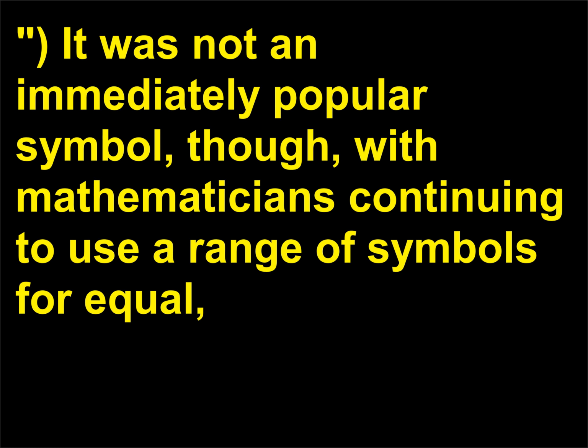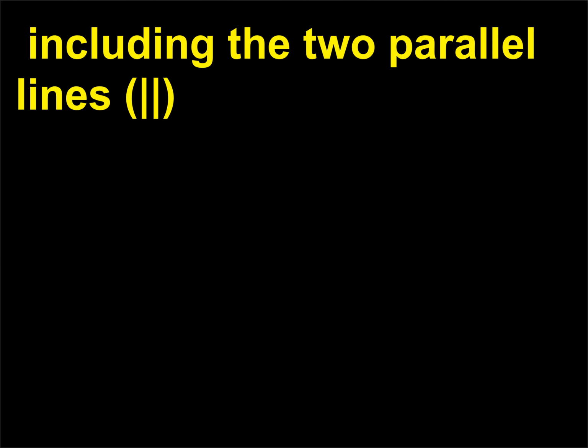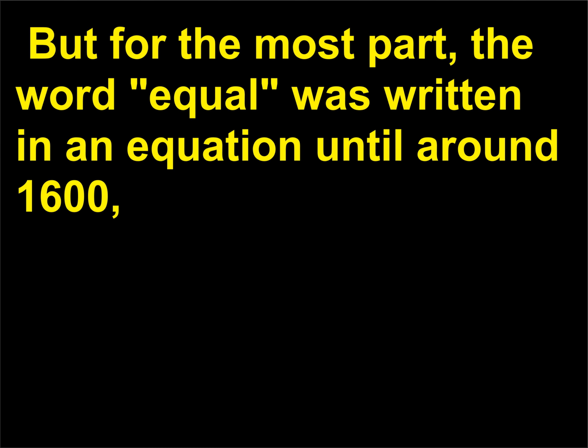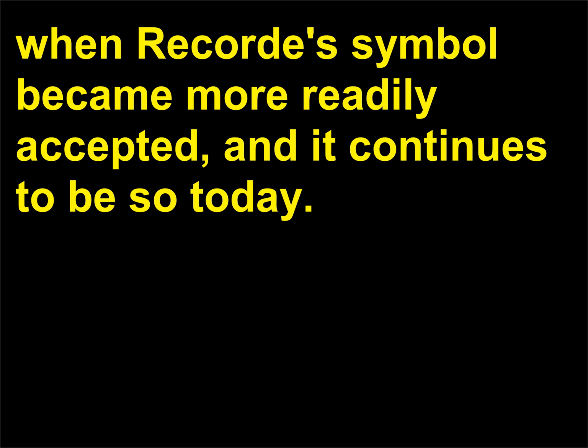It was not an immediately popular symbol, though, with mathematicians continuing to use a range of symbols for equal, including two parallel lines, used by Wilhelm Xylander in 1575, and AE or OE, both from the word aequalis, the Latin for equal. But for the most part, the word equal was written in an equation until around 1600, when Recorde's symbol became more readily accepted, and it continues to be so today.